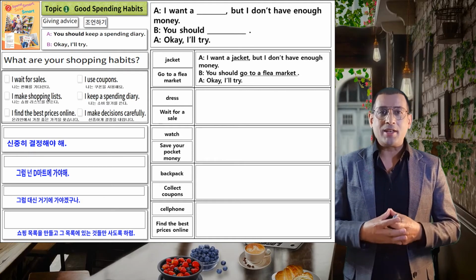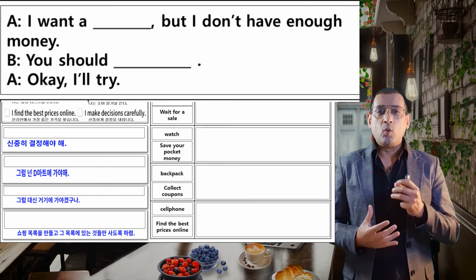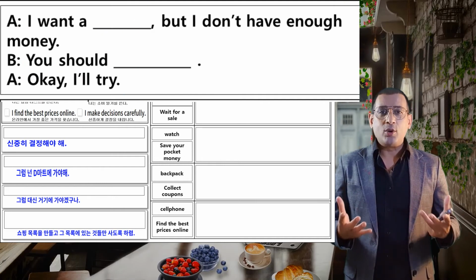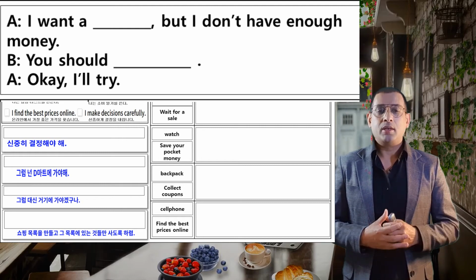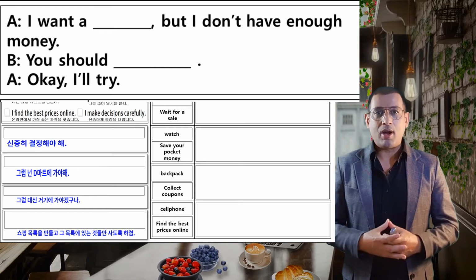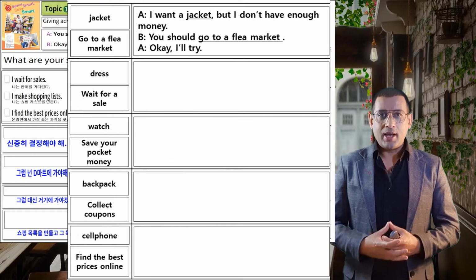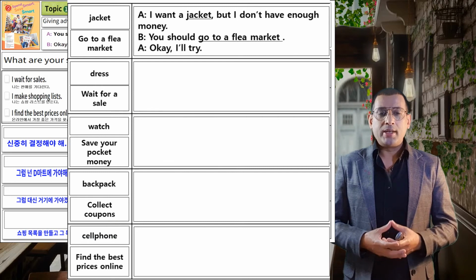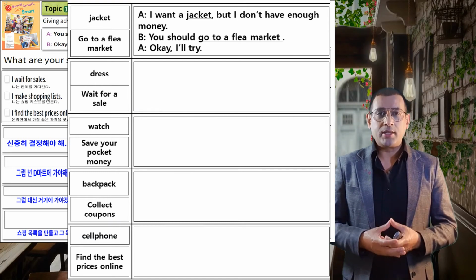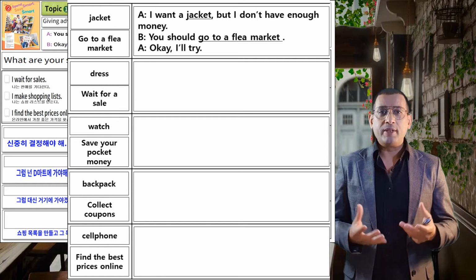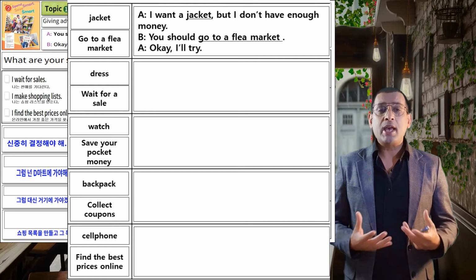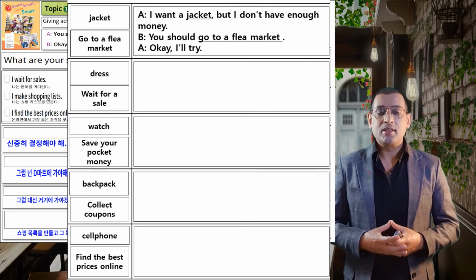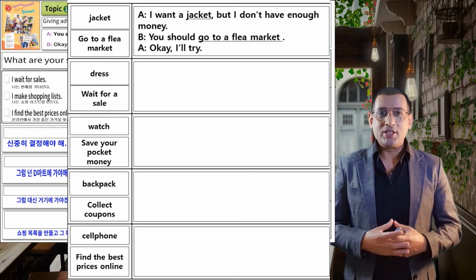Let me read you the pattern dialogue. It says, A, I want blank, but I don't have enough money. And B says, you should blank. And A says, okay, I'll try. So there are 4 dialogues that you have to make. Number 1, I already did. Let's do it together. Jacket, go to a flea market. A says, I want a jacket, but I don't have enough money. And B says, you should go to a flea market. And A says, okay, I'll try.